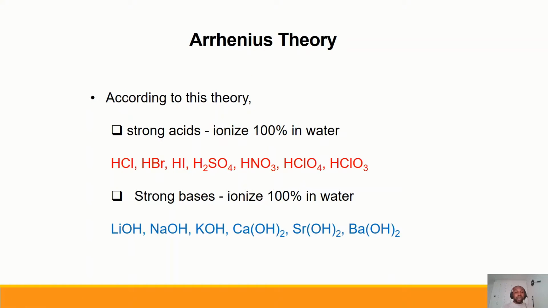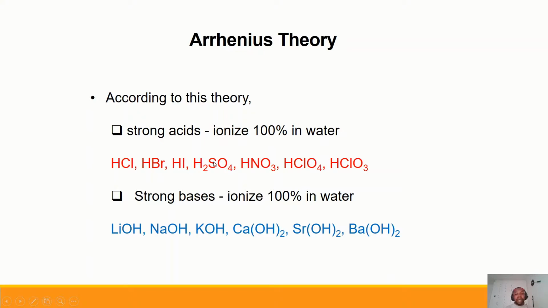Arrhenius theory says that any strong acid is going to dissociate 100% in water. So when you put them in water, they're going to dissociate completely, complete dissociation. So these are examples: you have your nitric acid, sulfuric acid, and the rest.